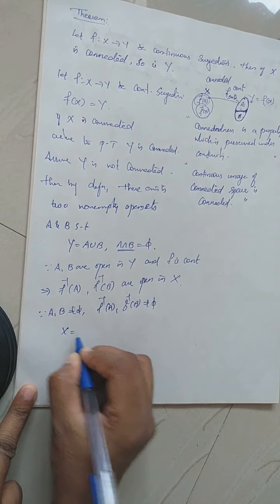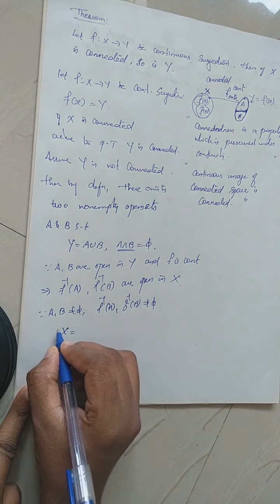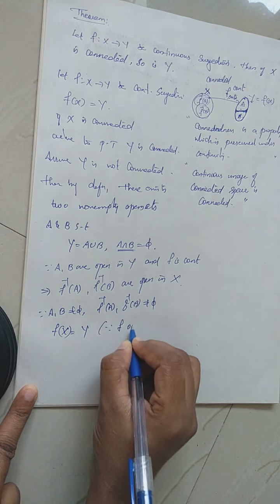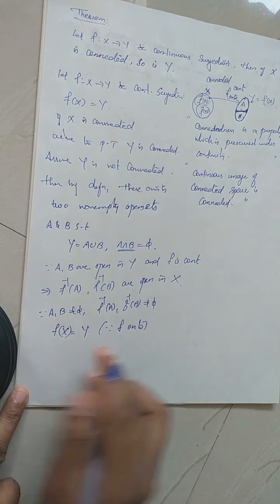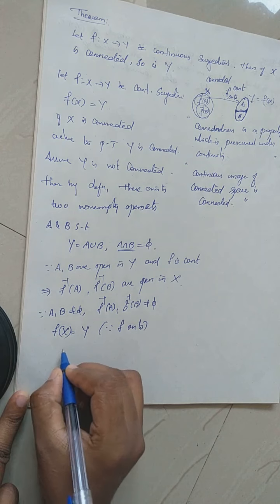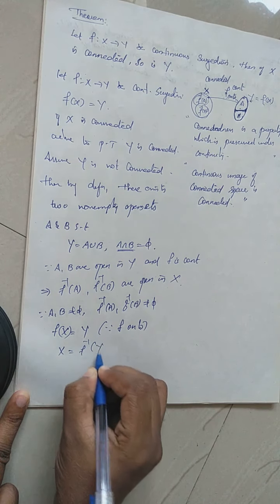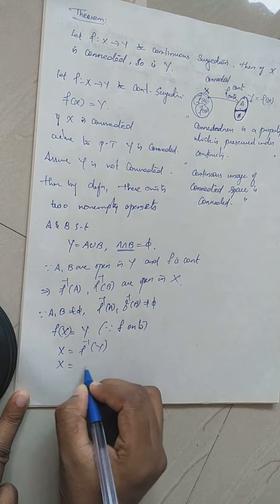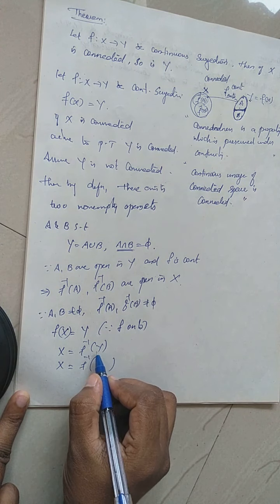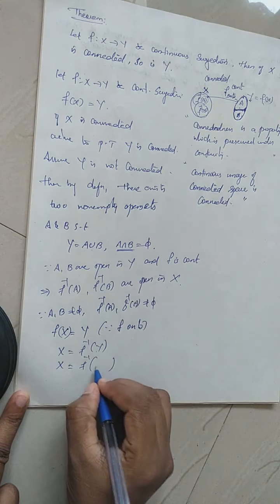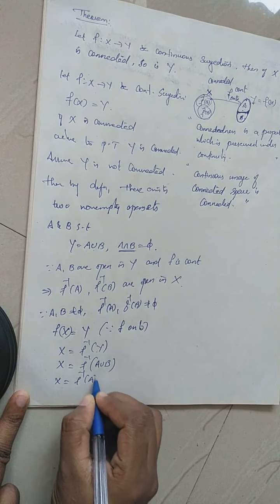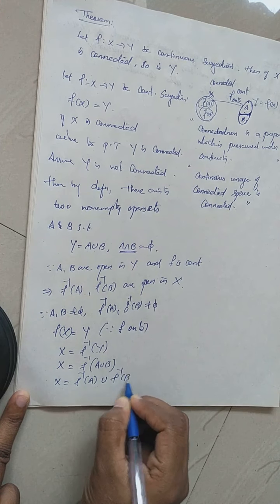Now, what is X? Since f is onto, f of X is nothing but Y itself. Then I can write X is equal to f inverse of Y. That is, X is equal to f inverse of, what is Y? By your assumption, Y is not connected means Y equal to A union B. So Y can be written as A union B. So X is equal to f inverse of A union f inverse of B.